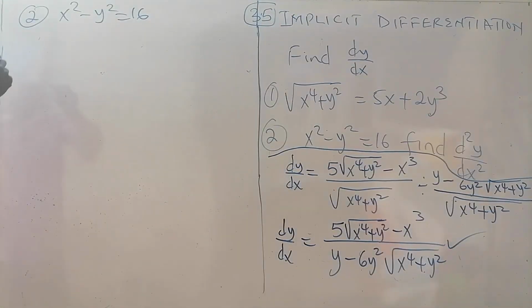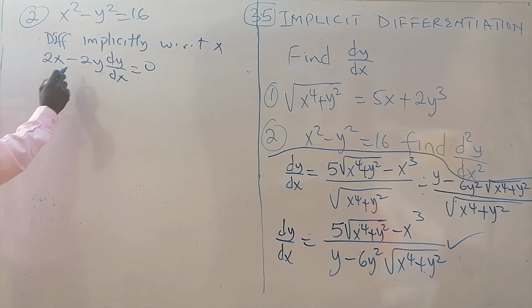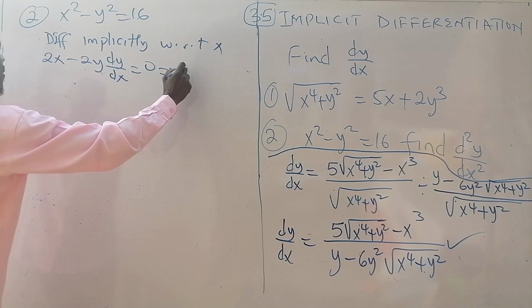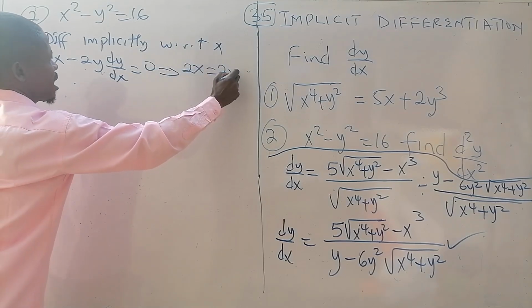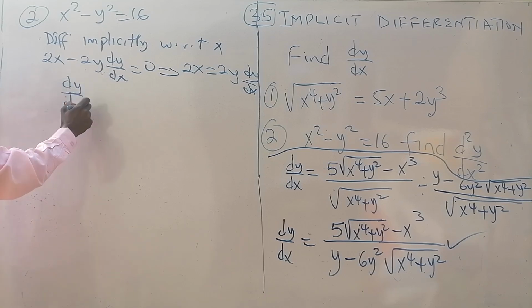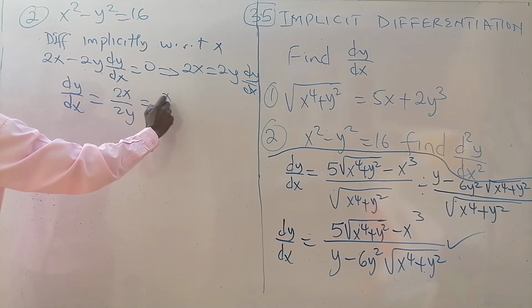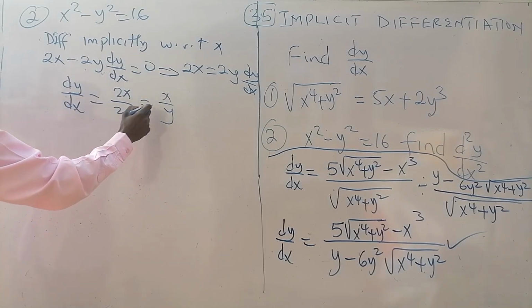Question 2: differentiate implicitly with respect to x. So we're going to have this equal to 0. Then we can move this one to the other side. We have this equal to 2y dy/dx. So you can make dy/dx the subject, and that will be equal to this over this, and that's x over y. We've gotten dy/dx now as this.